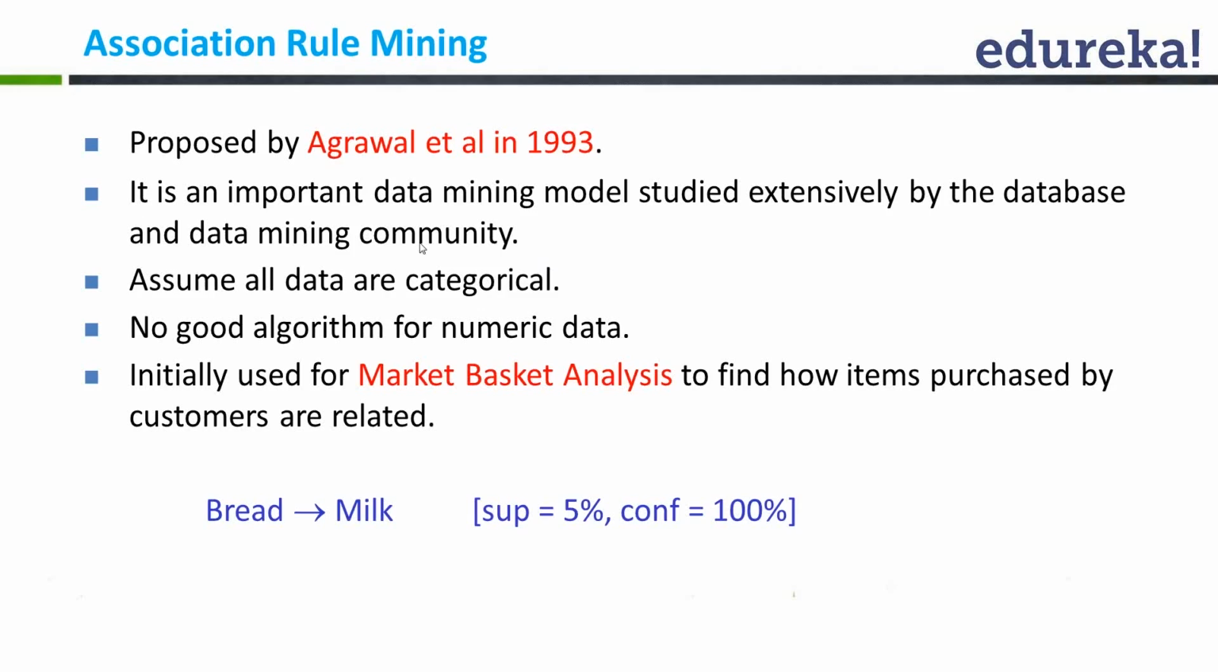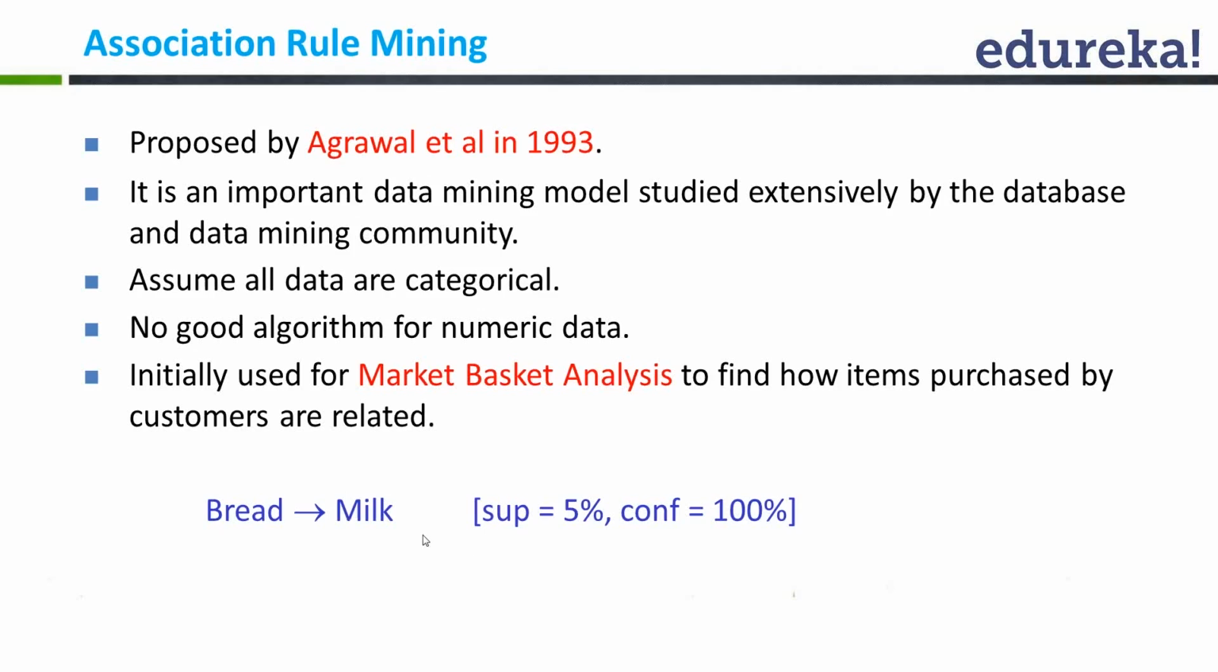Okay, so the example association is something like this: bread implies milk. That means if I see bread in a particular market basket, then I can, with some confidence, say that that basket also contains milk. Okay, does that make sense? So the existence of bread is implying something about the existence of milk in that particular transaction.